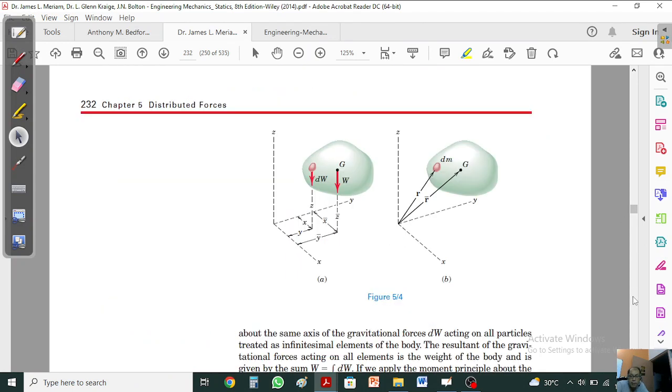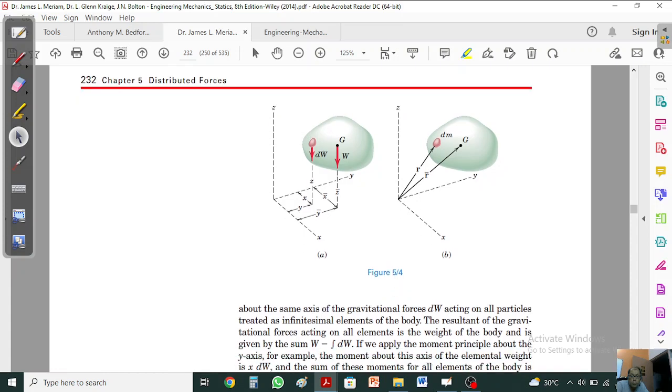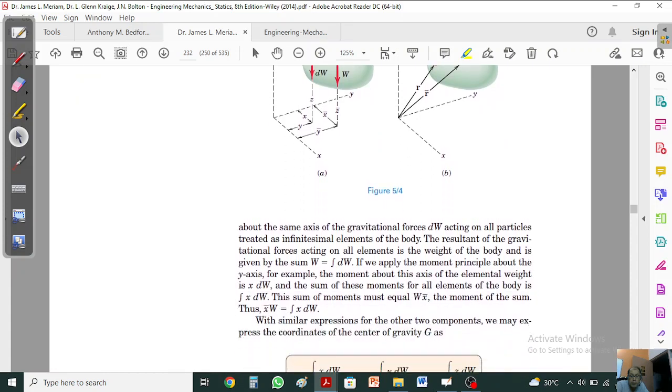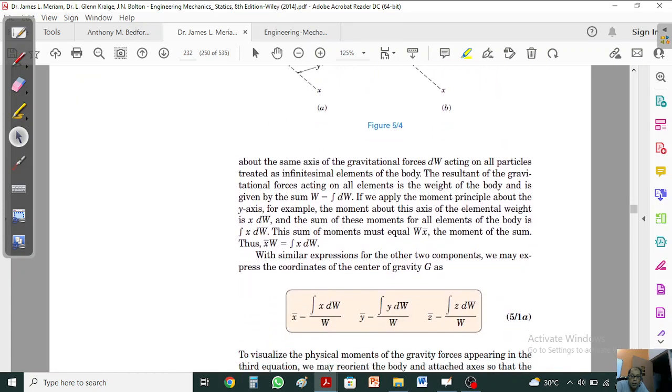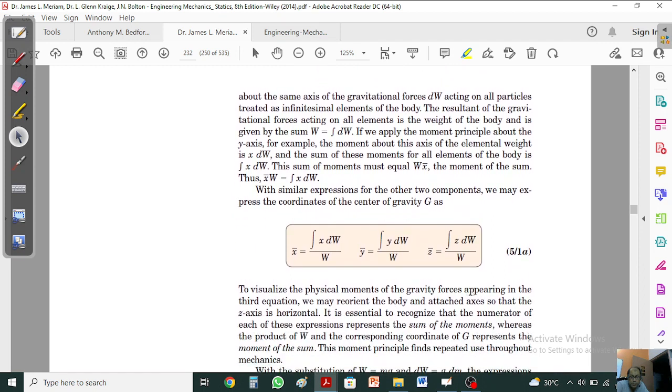Again, the same technique that I have told you about. They have explained that with similar components, for volume components, we will use the same formula, x bar equals integral of x dW over W. They are not using tilde, just to make life easy for you.